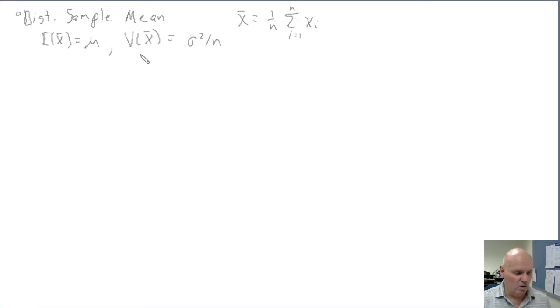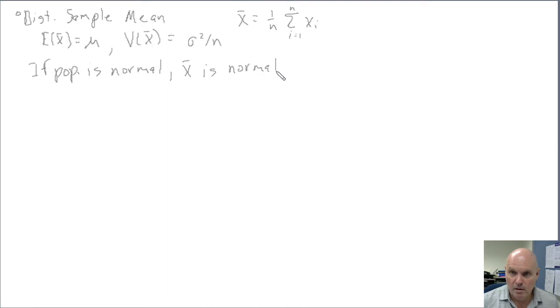And that's true for all underlying populations. If the population has a normal distribution, so each of our xi is normally distributed, then x bar is also normal. And there are only two parameters in the normal distribution, the mean and the variance, and we've got expressions for those. Again, these expressions are true in general. They're true also if the population is normal. And then I think the last thing we discussed in this chapter is the central limit theorem.